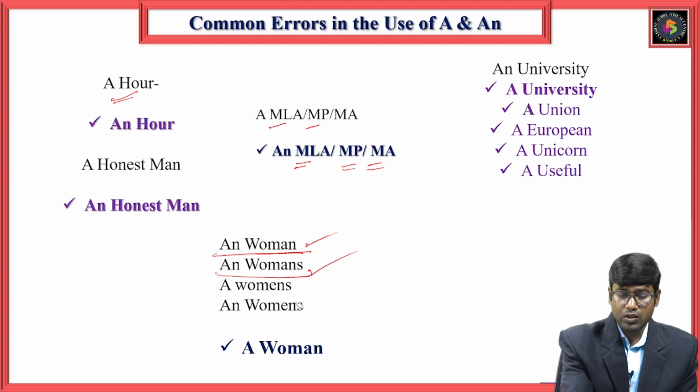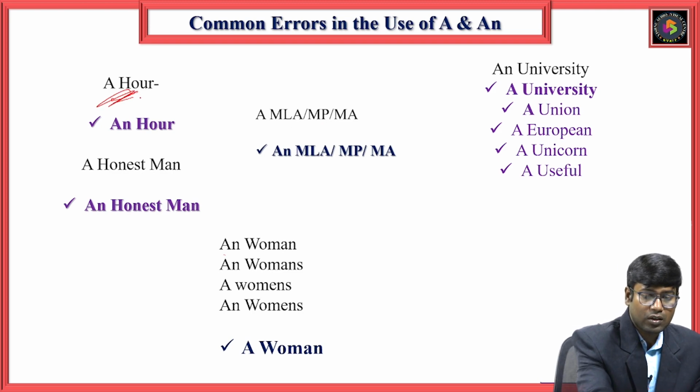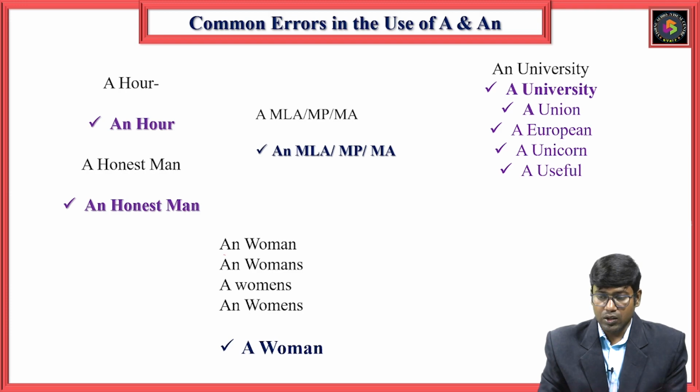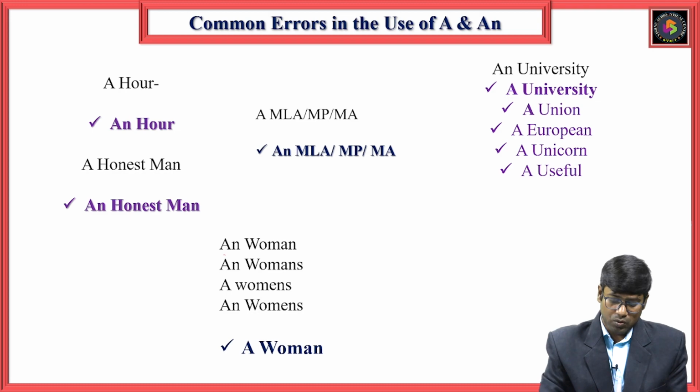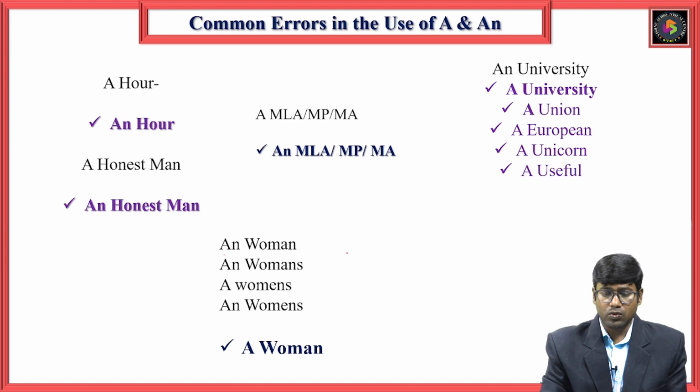So all these are the basic common mistakes, and there are other such mistakes that students generally make. All this that I mentioned specifically, this hour, honest, the words MLA, MP, MA, university, union, European, and unicorn, useful, all those are very exceptional. So what should we do? We should study all these exceptional words separately.